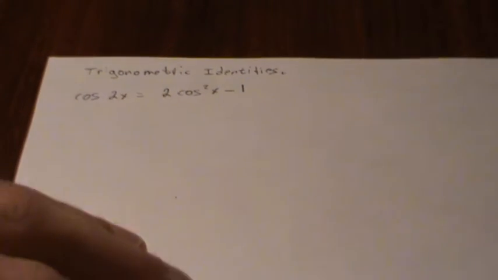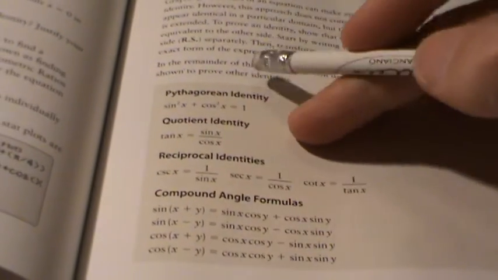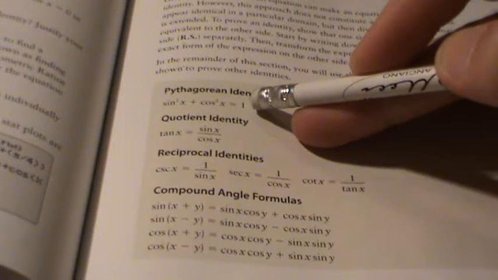Sine, well, I'll show you a chart of them. Here in the book, we can see that we have the Pythagorean identities. Sine squared plus cosine squared equals 1. Tangent is sine over cosine. Cosecant is 1 over sine. Secant is 1 over cosine. Cotangent is 1 over sine.